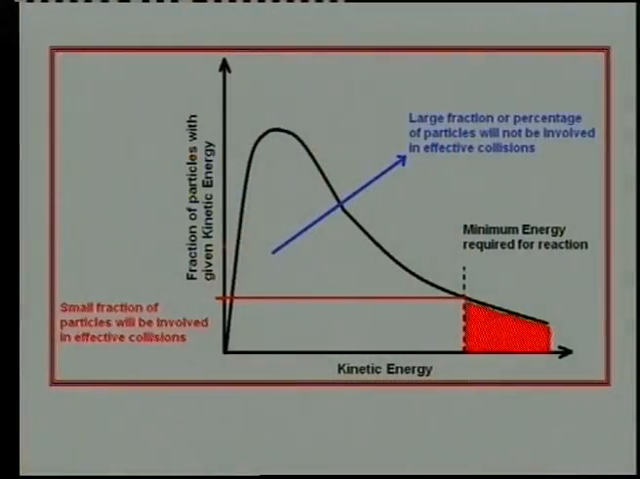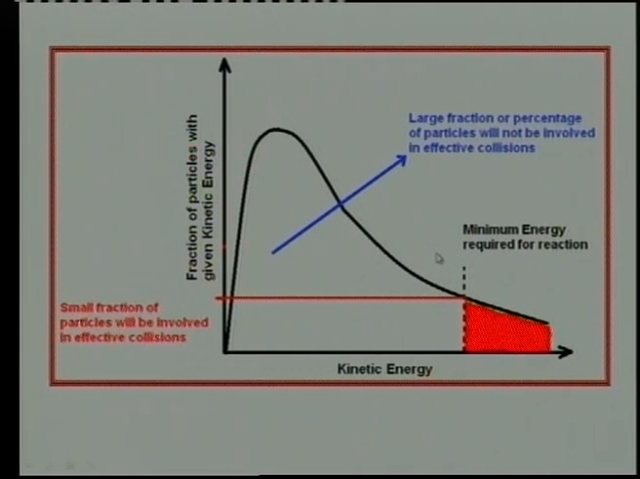So now we're going to look at more detail, and now we change conditions. What we're going to do now is look at the Maxwell-Boltzmann curve again, and here I just put in the labels that say that a small fraction of particles will be involved in effective collisions, and therefore the reaction rate will be slow. The larger fraction or percentage of particles will not be involved in effective collisions, and this is the standard curve.